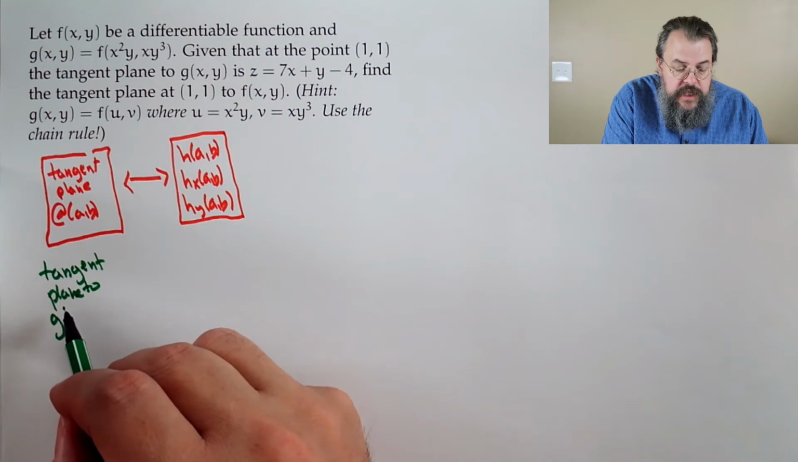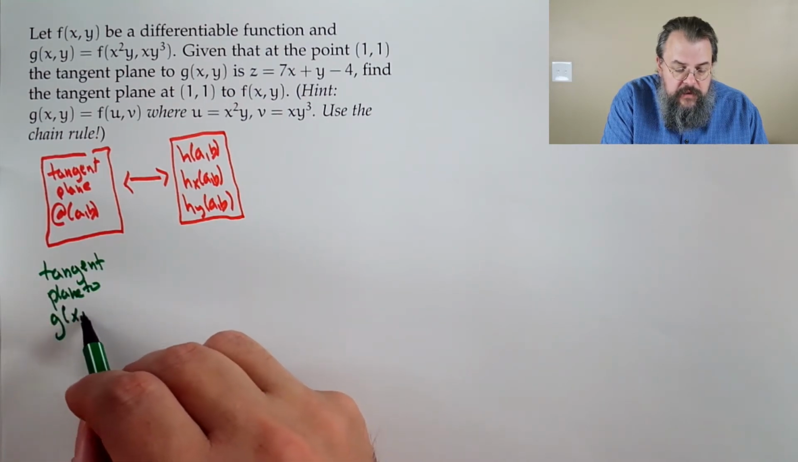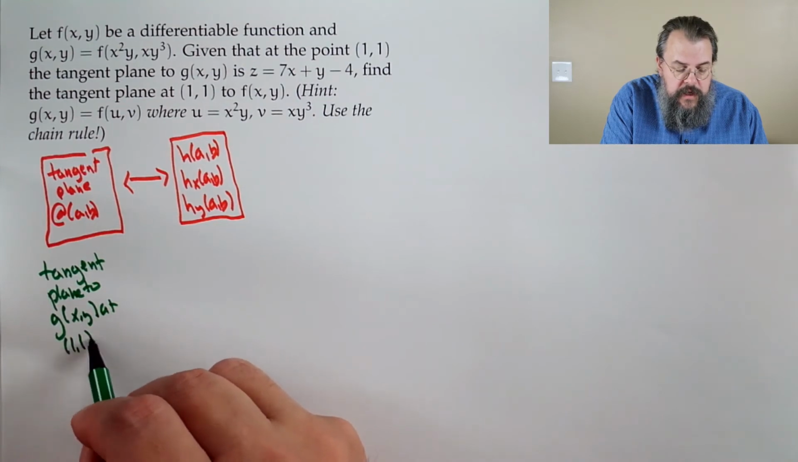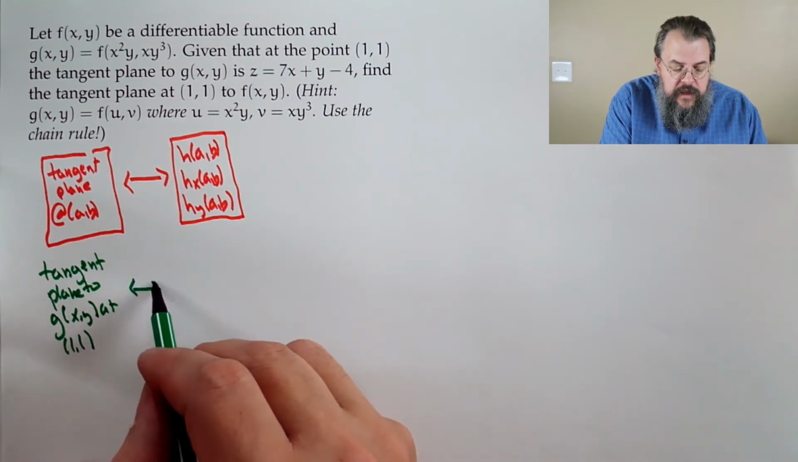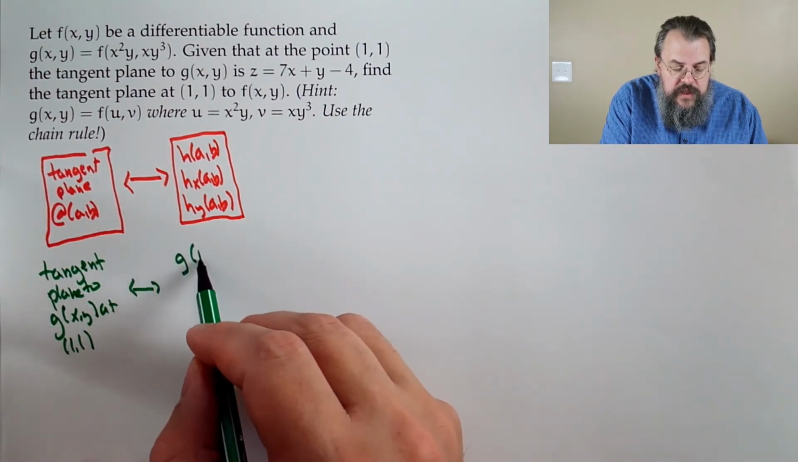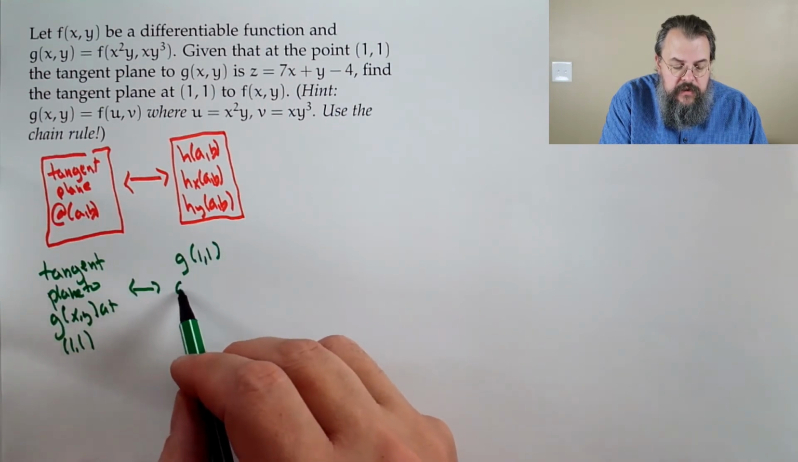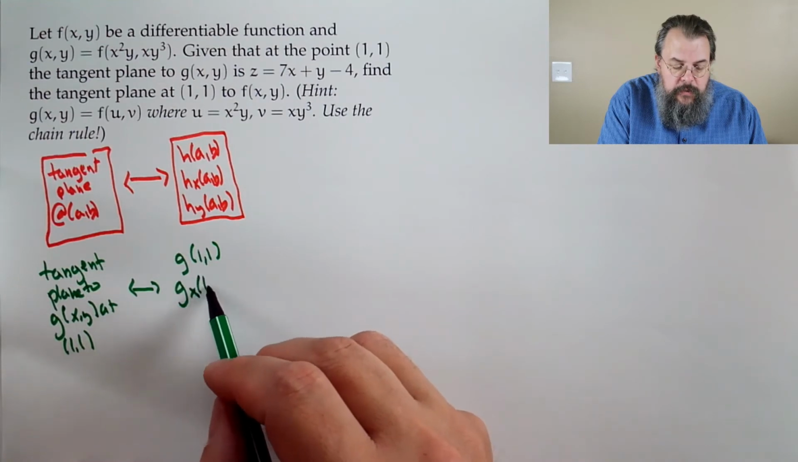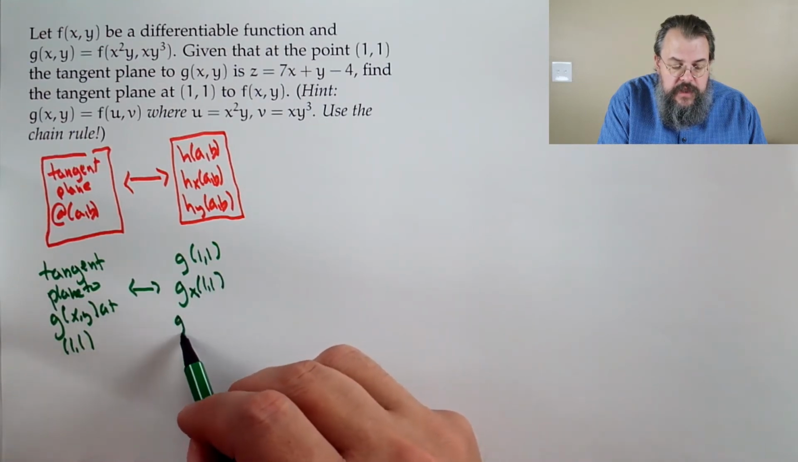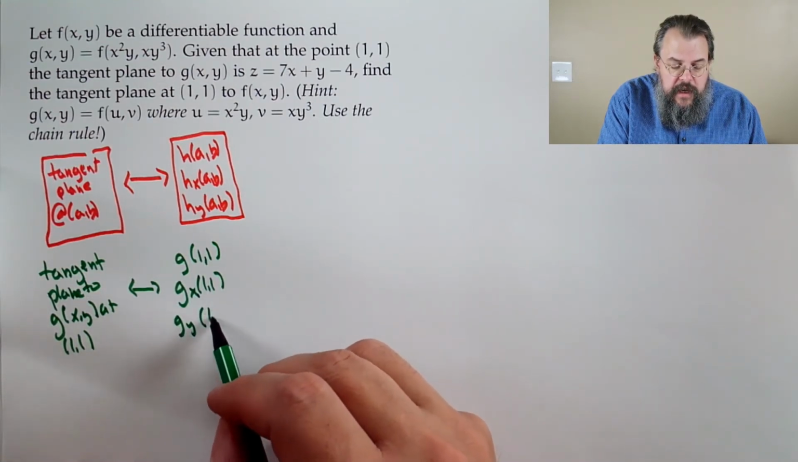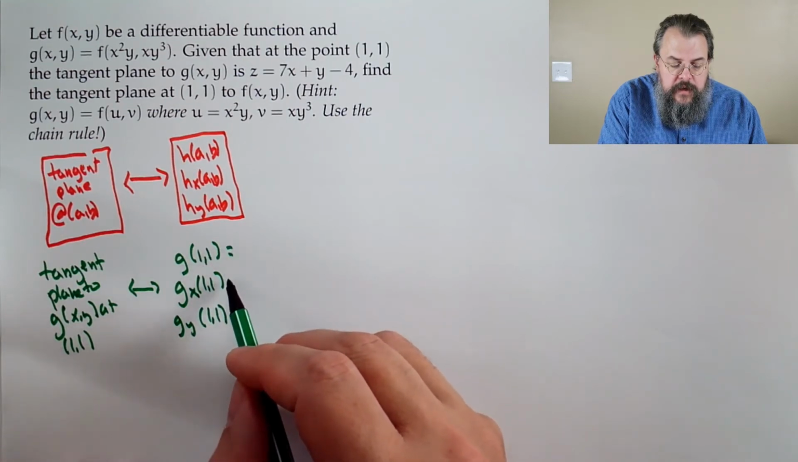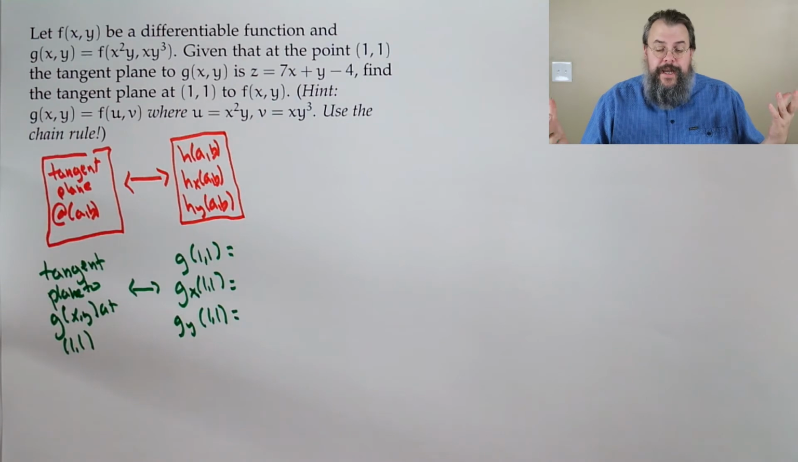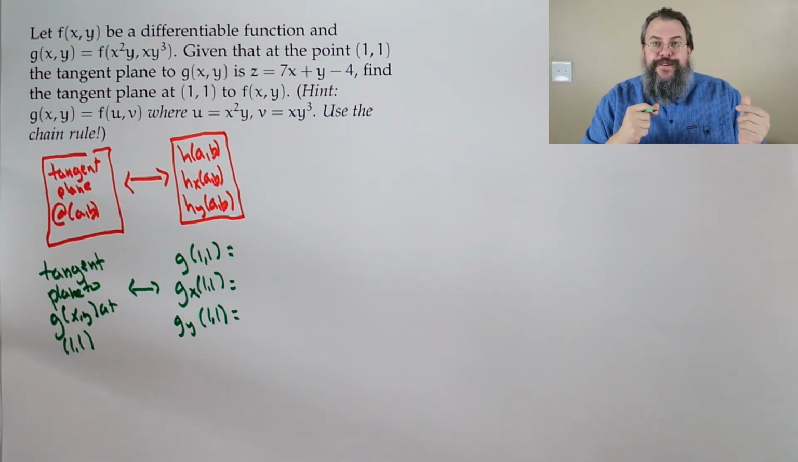So we have our G of x, y at the point 1, 1. Well, it tells us we must know what G of 1, 1 is. We must know what G sub x at 1, 1 is. And we must know what G sub y at 1, 1 is. Well, let's write these down. So in theory, we should just be able to look at the plane and read them off.